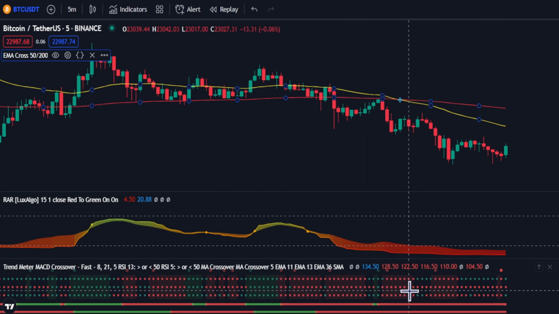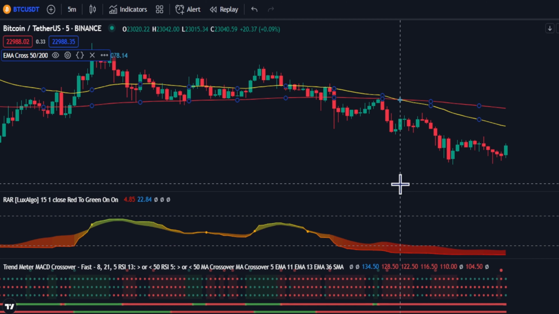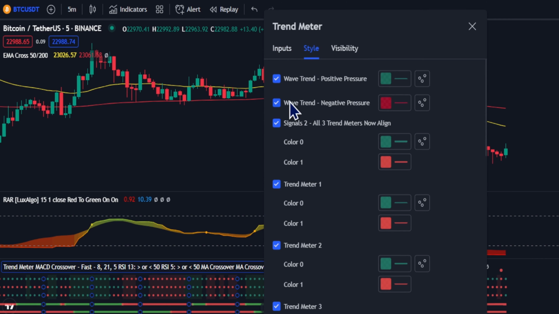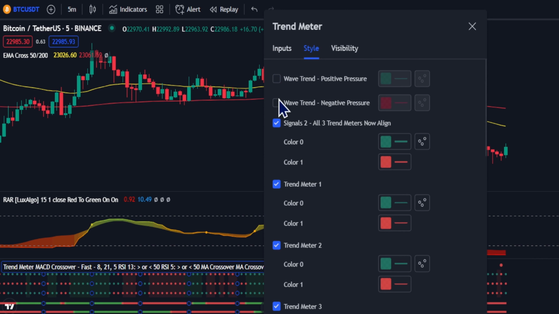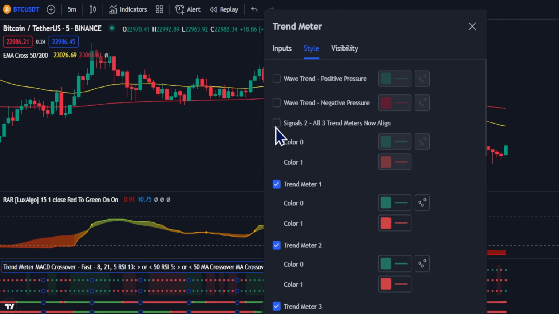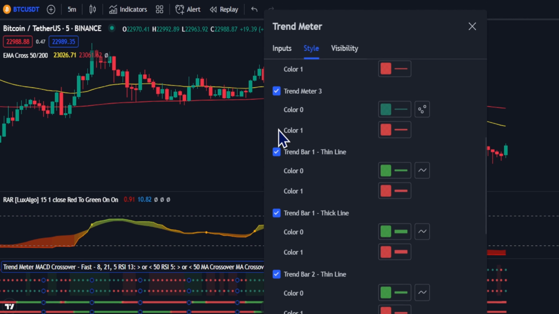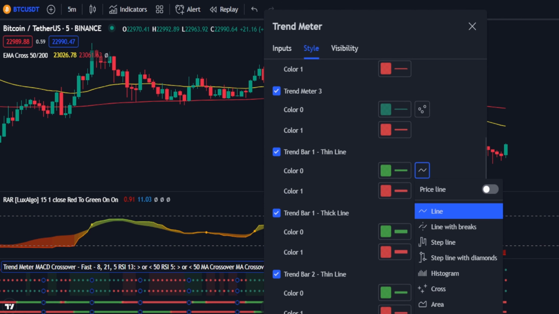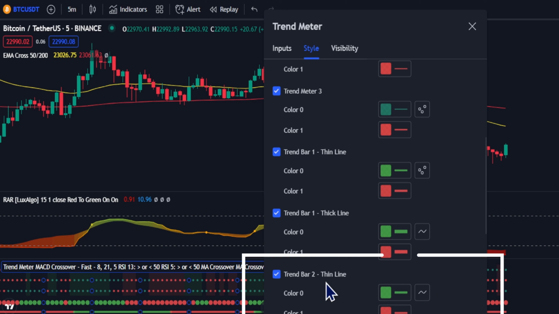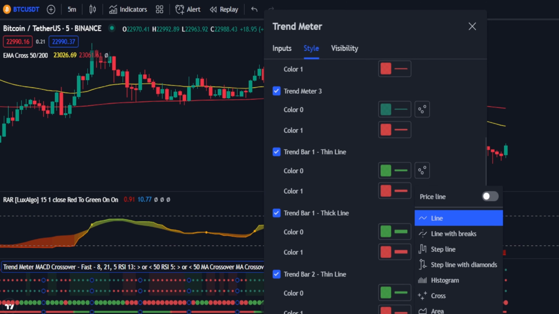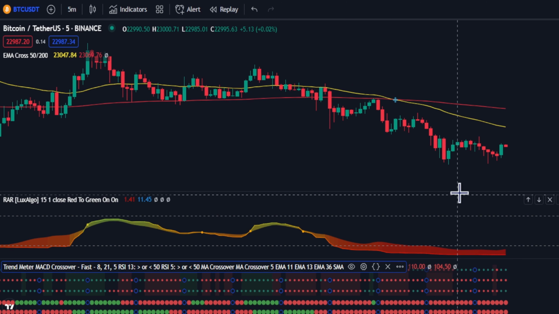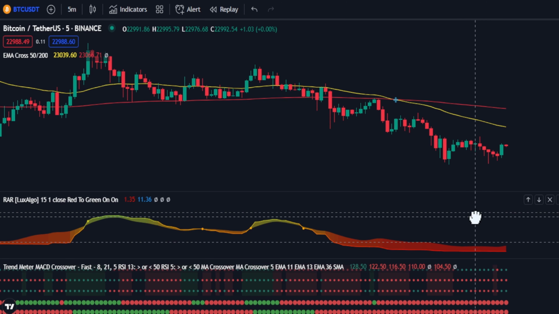Close the Settings tab and navigate to the Trend Meter settings. Go to the Style settings and deselect these two wave trend signals. Do the same for the signal 2. Now scroll down and change both the thin trend bar lines to circles. This will make it easier for us to read this indicator. We are now done with changing the indicator settings. Using these indicators, we can filter out a lot of false signals that the rainbow RSI might provide.